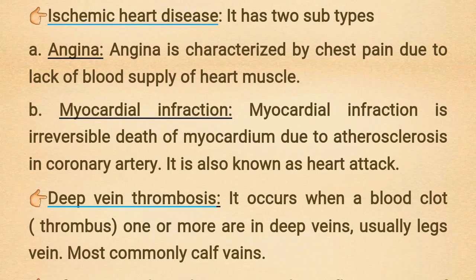Ischemic heart disease. It has two subtypes. A. Angina. Angina is characterized by chest pain due to lack of blood supply to heart muscle. Myocardial infarction. Myocardial infarction is irreversible death of myocardium due to atherosclerosis in coronary artery. It is also known as heart attack.